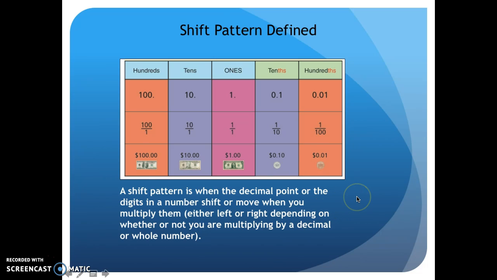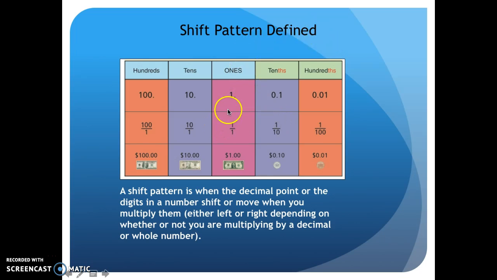Now, what is a shift pattern? That is simply when the decimal point or the digits in a number shift or move when you multiply them. So your decimal either moves left or right depending on whether or not you are multiplying by a decimal or a whole number. So basically what that means is if you're multiplying by 10, your decimal is moving to the right or you're adding a 0. If you're multiplying by a decimal number, your decimal is moving to the left.